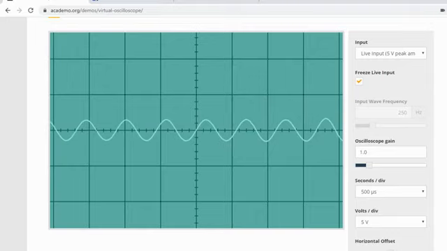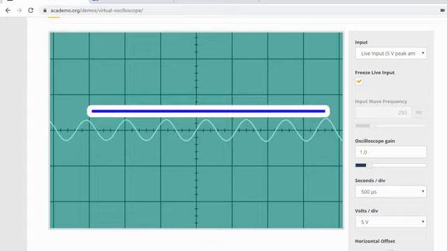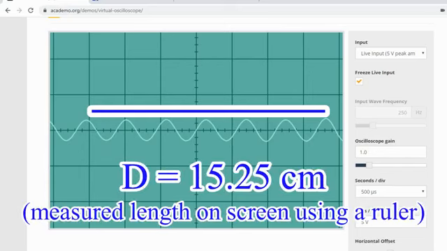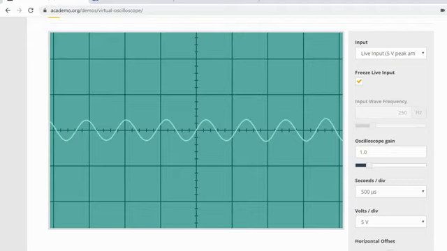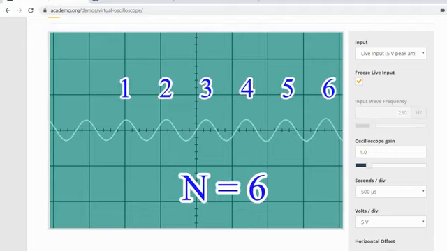And now I'm going to try to measure the frequency of this particular wave. I'm going to measure the wave from the full crest that I can see on the left all the way over to the full crest that I can see on the right. And that looks to me like about 15.25 centimeters. All right, now I'm going to count the number of waves. 1, 2, 3, 4, 5, 6. So big N is going to be 6.